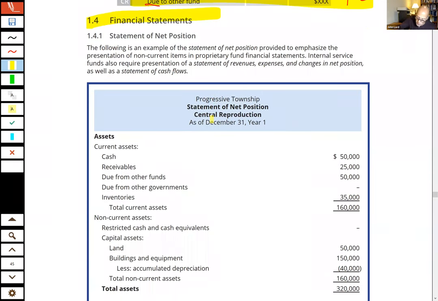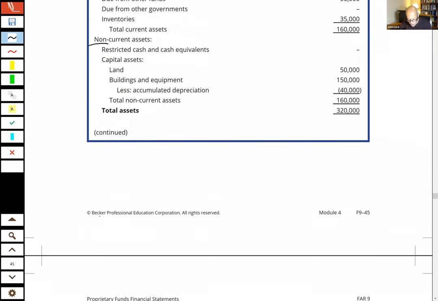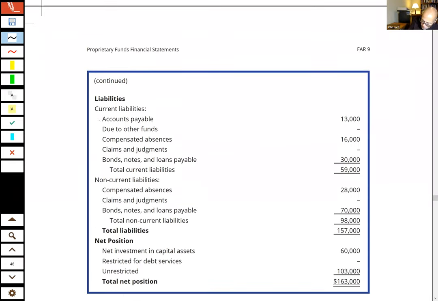The financial statement for the internal service fund, for the proprietary funds: the statement of net position is like the balance sheet. You have both current and non-current assets. Full accrual accounting, guys. Going over to the next page, current and non-current liabilities, full accrual accounting. And then net position is broken into three categories: restricted, unrestricted, and net invested in capital assets. I'm giving you the mnemonic RUN so that you can remember the categories of net position.